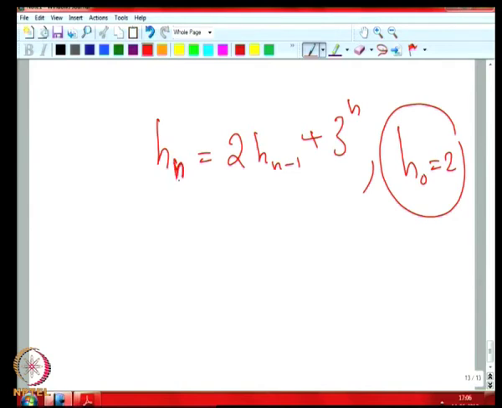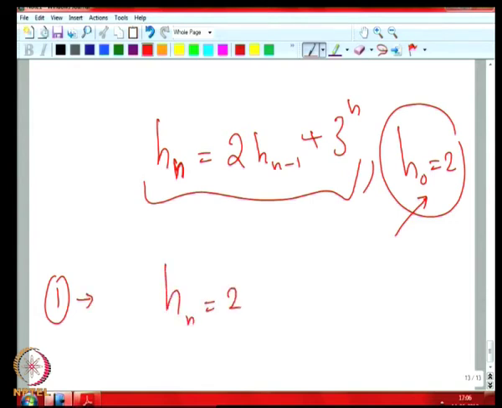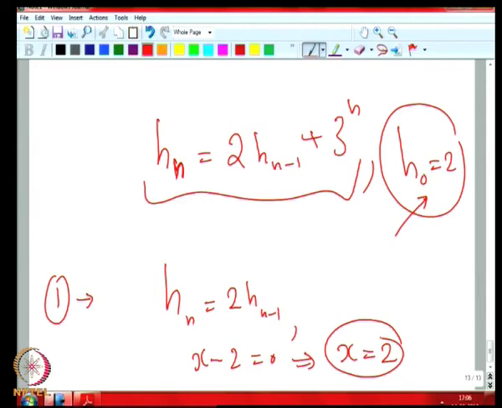So we have this recurrence relation working starting from n equal to 1 onwards; for n equal to 0 we have to give a special initial value. Now, to solve this, the first step as usual, we separate out the homogeneous part hn equal to 2 into hn minus 1, and its characteristic equation, that is x minus 2 equal to 0. The solution of the characteristic equation is x equal to 2.